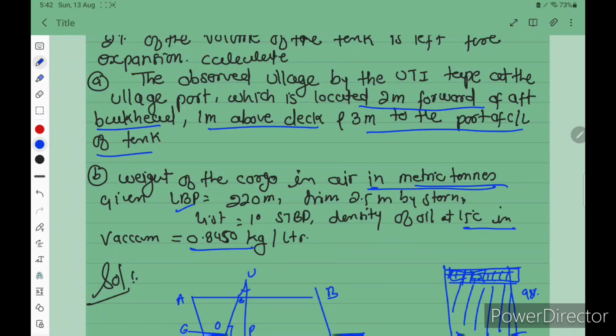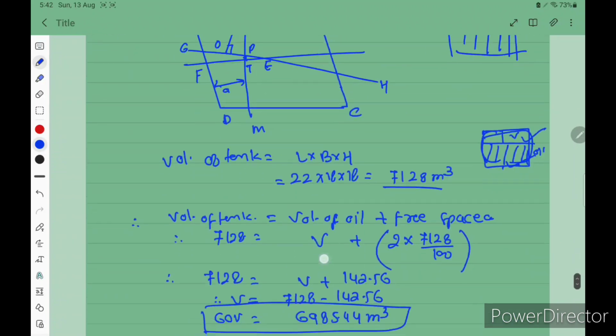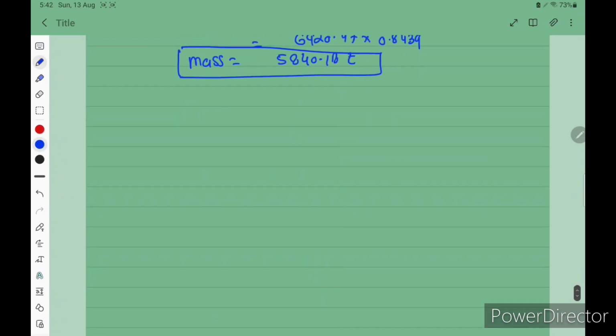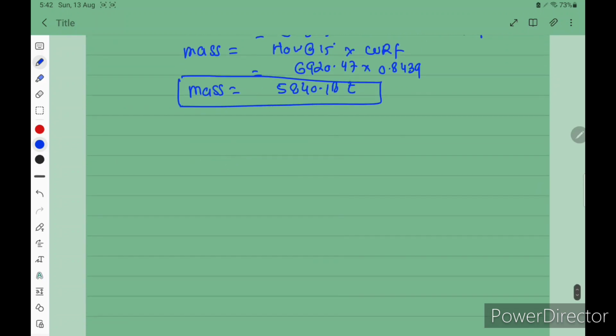Now the observed ullage by the UTI tape at the ullage port, which is located 2 meters forward of the aft bulkhead, 1 meter above the deck and 3 meters to the port of the center line. So we have to calculate now the observed ullage, not the corrected ullage. So first we have to find the corrected ullage, then we find the observed ullage. Okay, now we have the mass of oil. Now we can find the sounding of the oil, or we can find the corrected ullage.